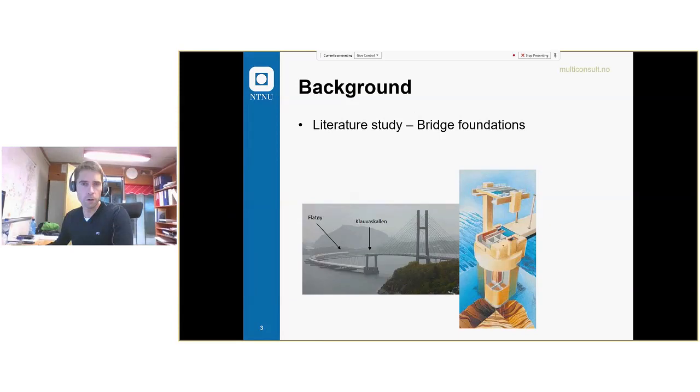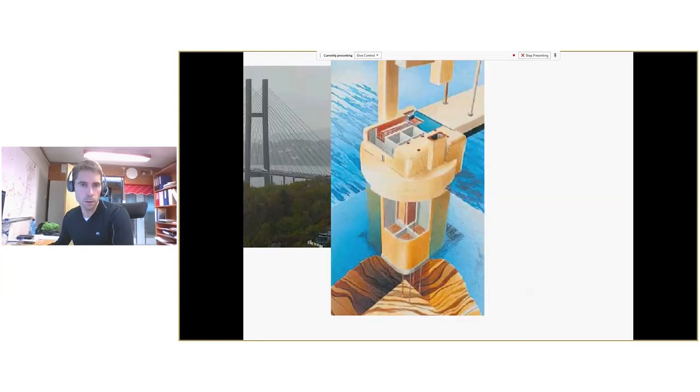Another interesting object is the Nordhordlands bridge, which is a curved floating bridge with a tall bridge at the south side. The abutment at Klauvaskallen is a gravity structure utilizing rock anchors to increase the in-place capacity. As this figure, you see the gravity structure placed on rock, and you can also see a few rock anchors below.